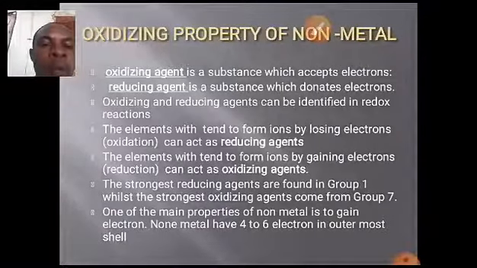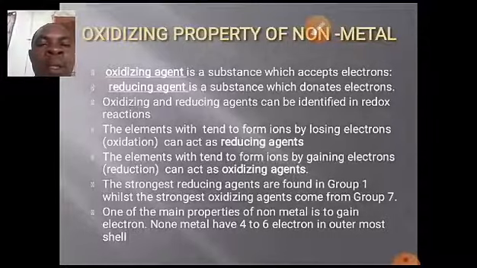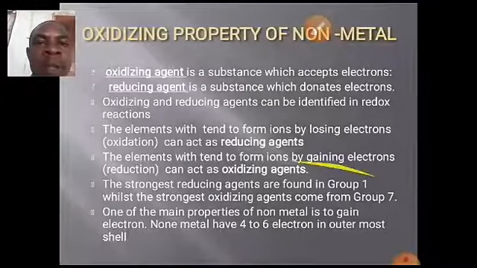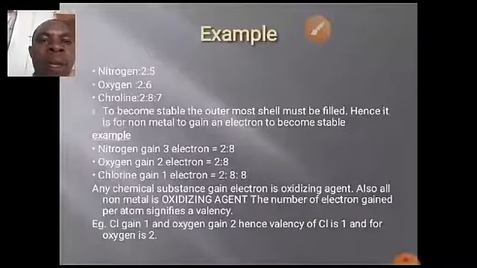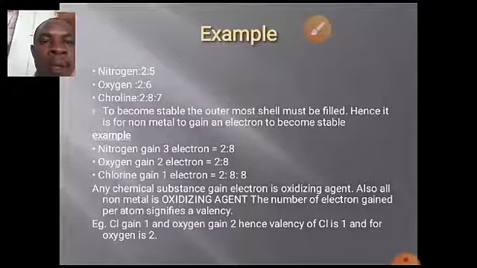Non-metals have 4 to 6 electrons in the outermost shell. For example, here you see nitrogen has 5 electrons in the outermost shell, oxygen 6, chlorine 7. So they need electrons, they are supposed to gain electrons to become stable. To become stable, the outermost shell must be filled. A stable element is an element which has a full outermost shell, which has 8 electrons. So for nitrogen to become stable it must gain 3. For oxygen to become stable it must gain 2. For chlorine to become stable it must gain 1.